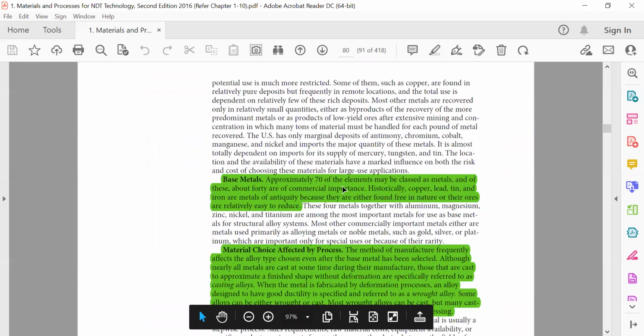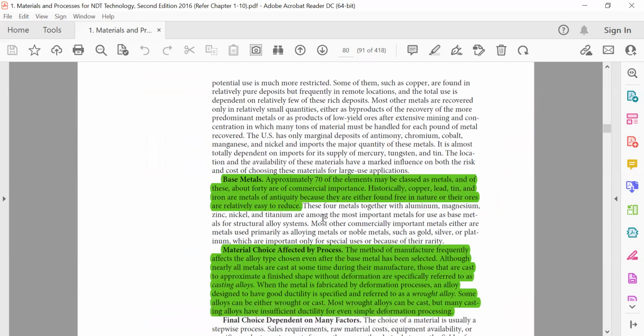Base metal: approximately 70% of elements may be classed as metals, and of these, about 40 are of commercial importance. Historically, copper, lead, tin, and iron are the metals of antiquity because they are either found free in nature or their ores are relatively easy to reduce.